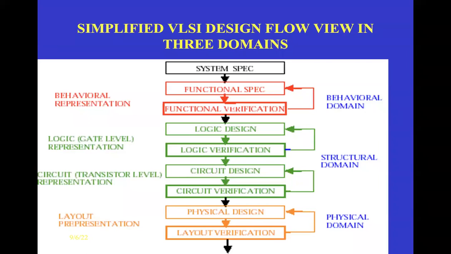So this is a simplified version of how the flow happens in all these three domains. What are those three domains? Structural, behavioral, and physical. First we're going to have system specifications. After that, we move on to functional specifications. What function is it meant to do? Then you'll have verification of whatever specifications are there. Then you move on to logical design.